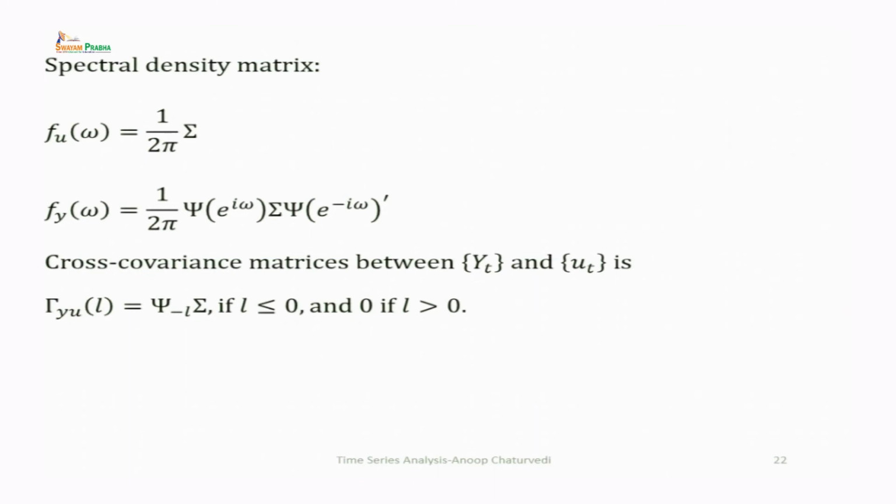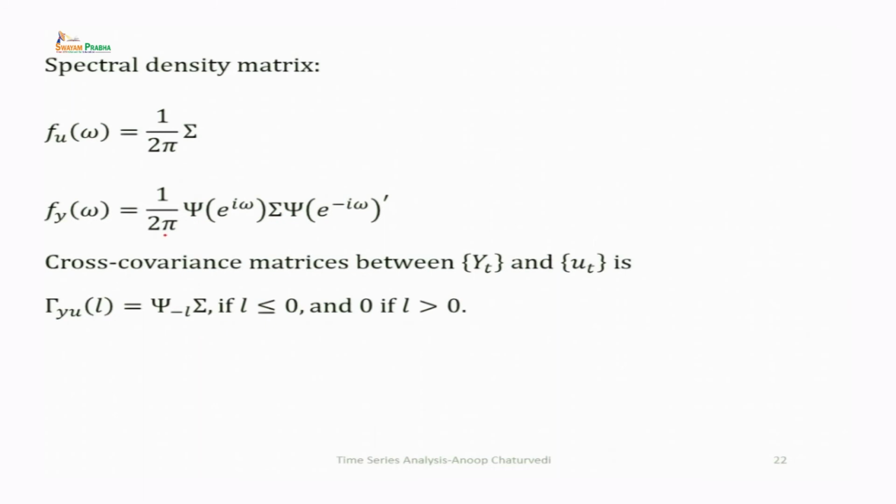Then the spectral density function for u is f u omega equal to 1 upon 2 pi sigma, because this is a purely random process, and f y omega is equal to 1 upon 2 pi psi e to power i omega sigma psi e to power minus i omega transpose. Just we have replaced x t by u t here, and then we are taking the spectral density of u t in between.